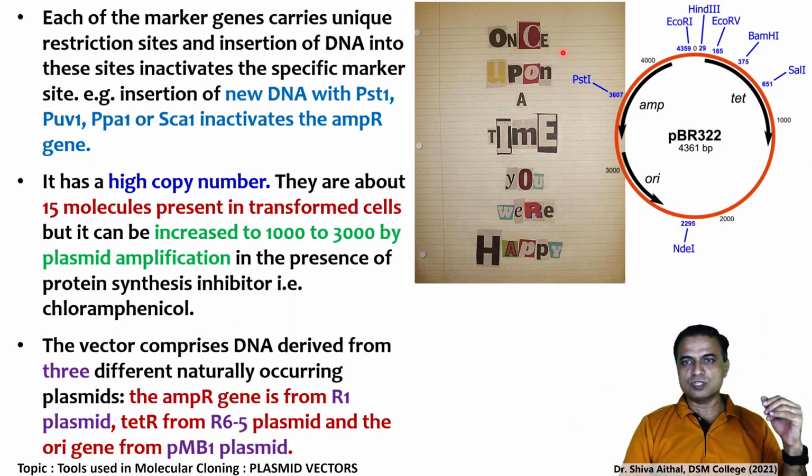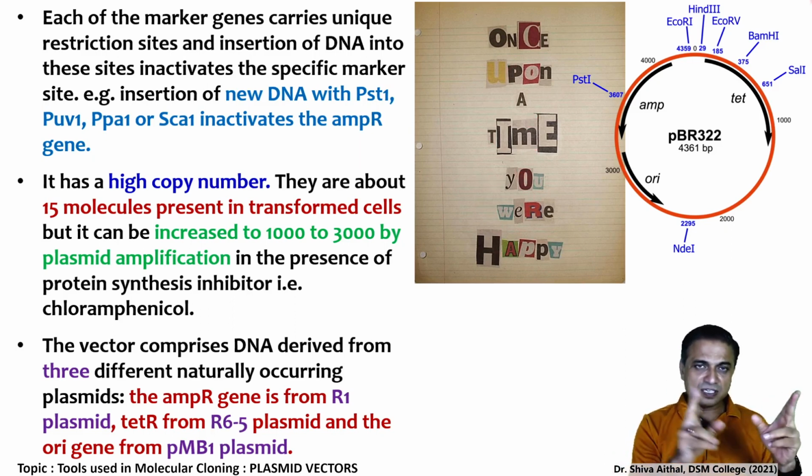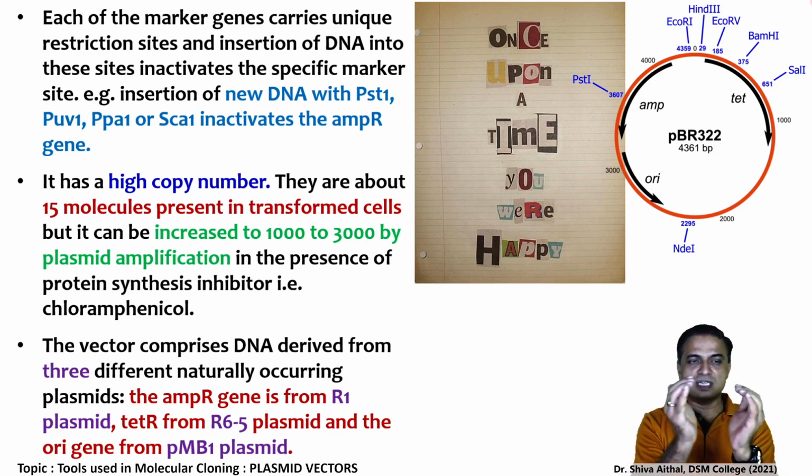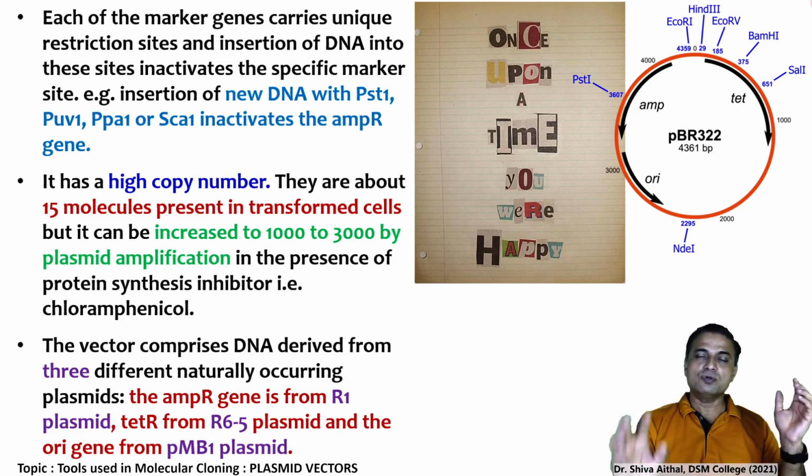Now that is what I want to show here on this collage paper. "Once upon a time you were happy." This statement is made by cutting and pasting alphabets from different newspapers. Maybe one is from Deccan Herald, one is from Times of India, one is from Indian Express, one is from The Hindu, and so on. Different sources. Maybe one is from some magazine; the colored alphabets may be coming from a magazine. So we are cutting and pasting from different sources and we have created a sentence. We have created a collage. Similarly, these source genes are taken from different sources and they are ligated to give you an artificial vector which is called pBR322.